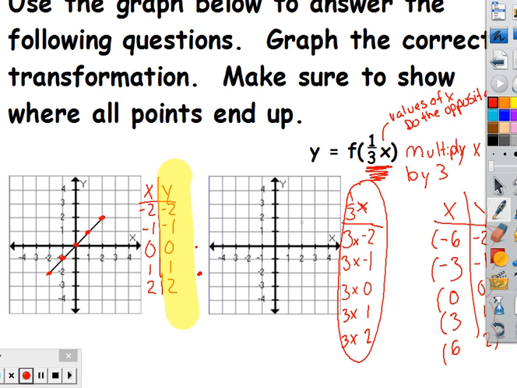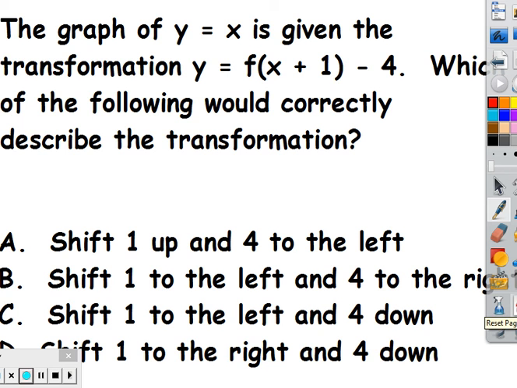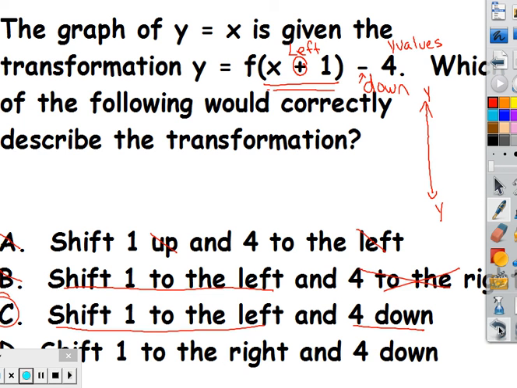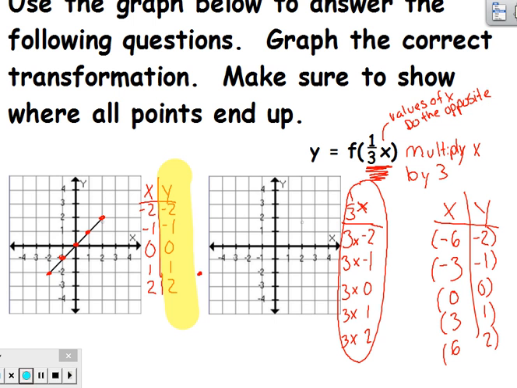And then my second one, sorry, back that up. Something happened to my graphs. There we go. Okay, so the second one is the point -3, -1. So I go left 3 and down 1. The third one 0, 0. The fourth one 3, 1. And then the last one is 6, 2. And that one is off the graph somewhere over here.